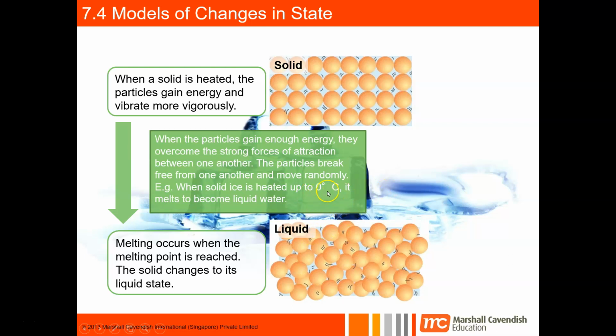But of course, if you just keep it at 0 degrees Celsius, it would melt very, very slowly. That's why you want to start to increase the temperature to 10, 20, 30 degrees, which will allow the ice to melt faster.